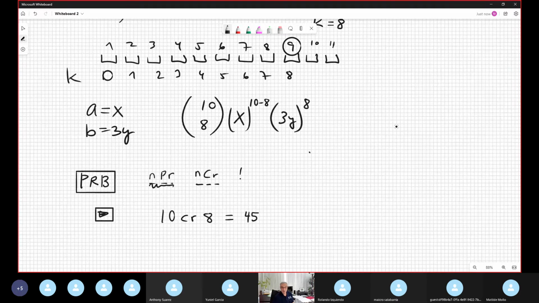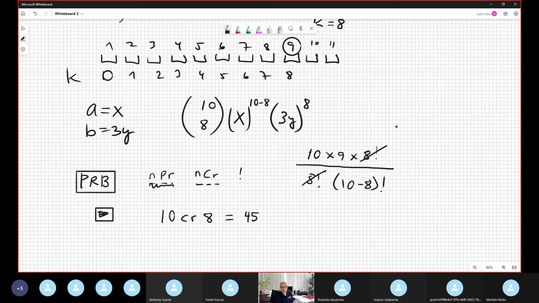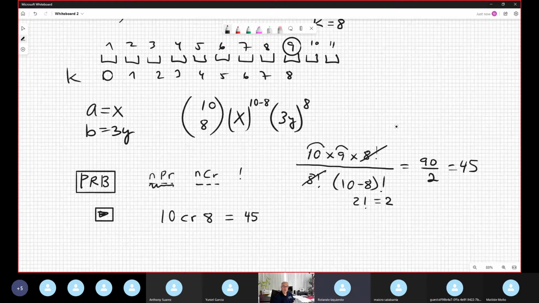But okay. Suppose 10 factorial is 10 times 9 times 8 factorial. Expanded to 8 because I know in the denominator we have 8 factorial and 10 minus 8 factorial. It's obvious that that part is cancelled. And 10 minus 8 factorial is 2 factorial. And 2 factorial is 2 times 1 is 2. And 10 times 9 is 90. And 90 divided by 2 is 45. You understand this? Yes. Okay, so that combinatory number is 45.